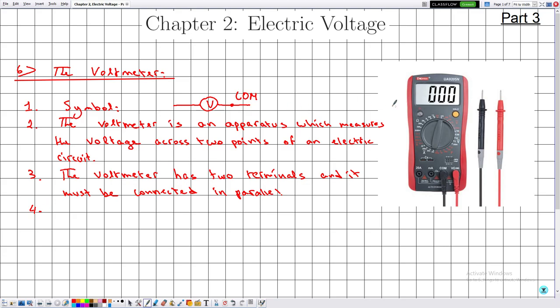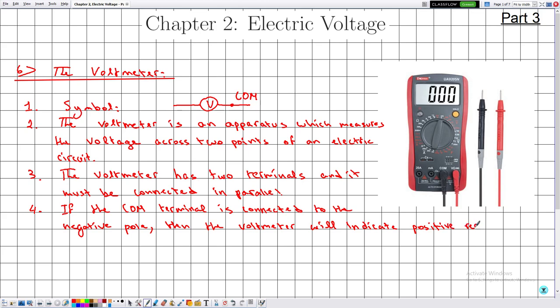Now, idea number 4, the reading of the voltmeter depends on the COM terminal. We know that if the COM terminal is connected to the negative pole, then the voltmeter will indicate a positive reading. Let's say that if the COM terminal is connected to the negative pole, then the voltmeter will indicate a positive reading.